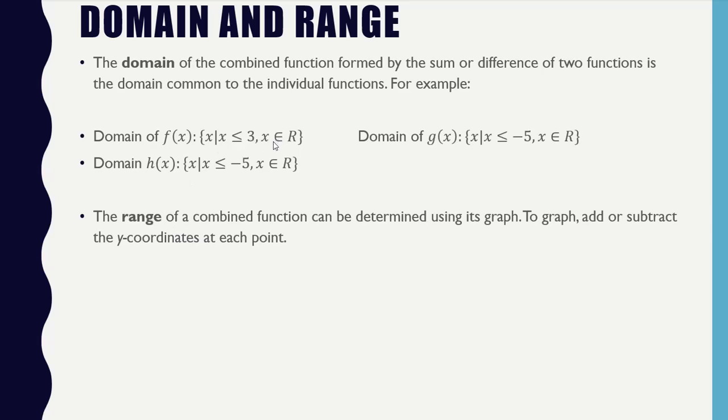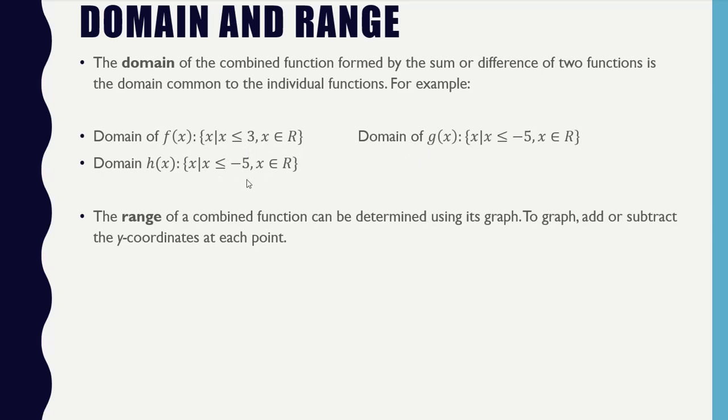must be less than or equal to 3, but is a real number, and the domain of h of x is less than negative 5, well, our new domain is going to be the more restrictive one. So less than negative 5 is more restrictive than 3, so therefore that becomes our new domain.